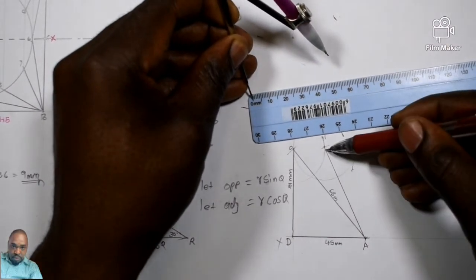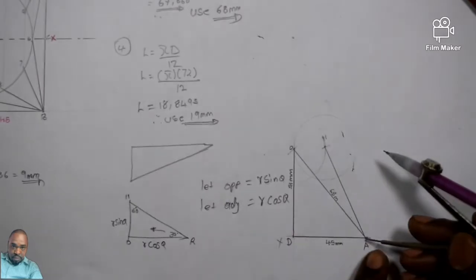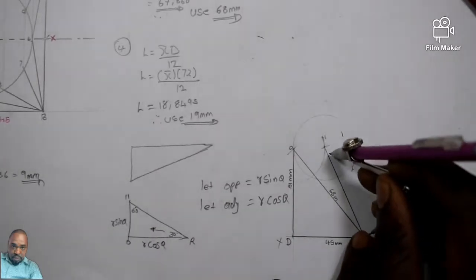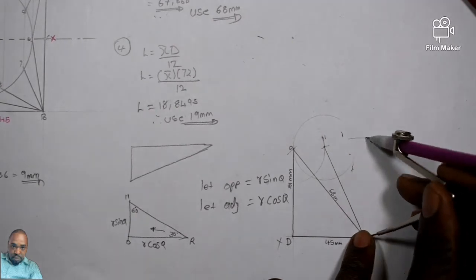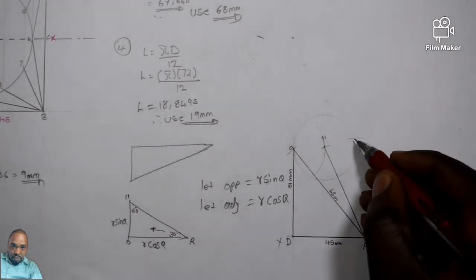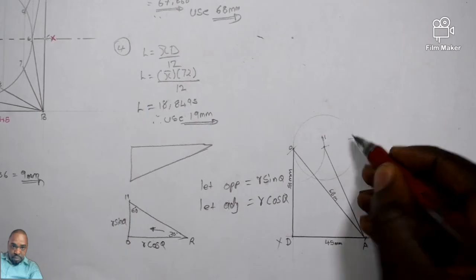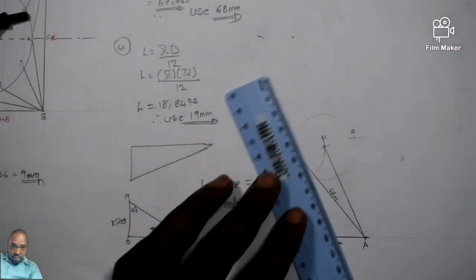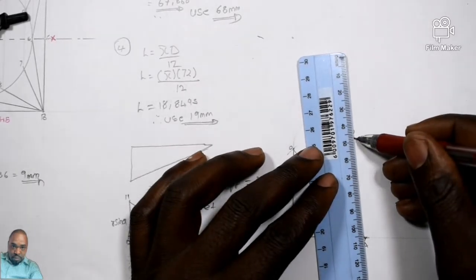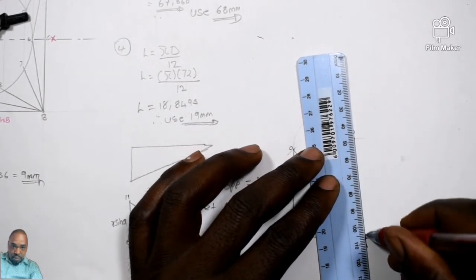A to 11 is 58. A to 11, 58. Then you bisect this arc that you just got. So where they are bisecting each other is my point 10. There you go.